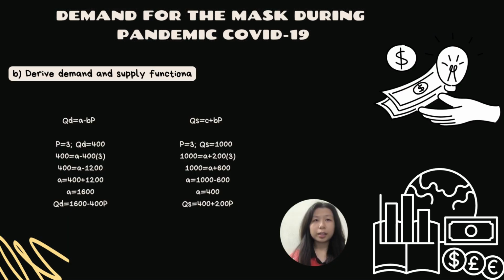By using the data given before, we have derived the demand and supply functions. The demand function is quantity demanded equals 1,600 minus 400 times price. And the supply function is quantity supplied equals 400 plus 200 times price.